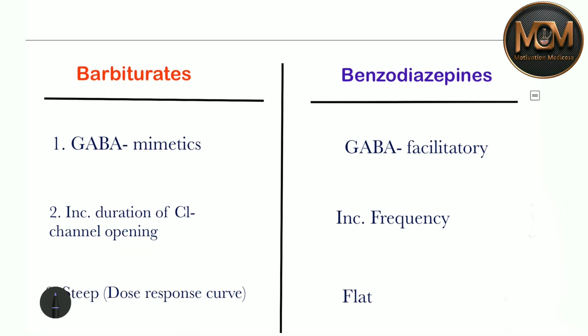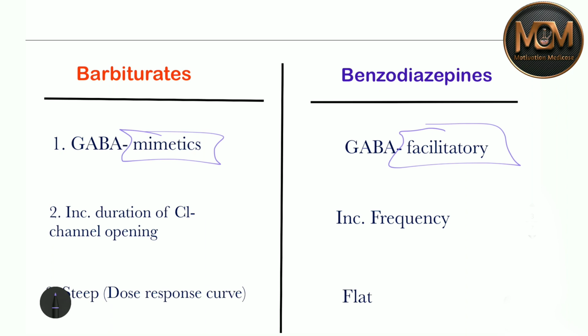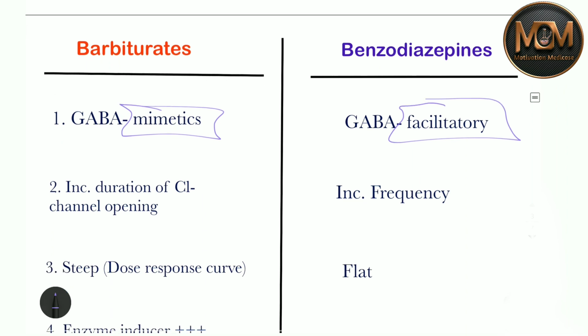Barbiturates are basically GABA mimetics. Mimetics means they mimic; they work similarly to GABA. They get stimulated, open the chloride channel, chloride goes inside, and there will be hyperpolarization. But benzodiazepines are GABA facilitatory. They don't work like GABA; they stimulate GABA to work for them. They facilitate its work, motivating it to work more, so more chloride channels open and there is more depression of the brain. Barbiturates increase the duration of chloride channel opening, while benzodiazepines increase the frequency, the number of times it opens.